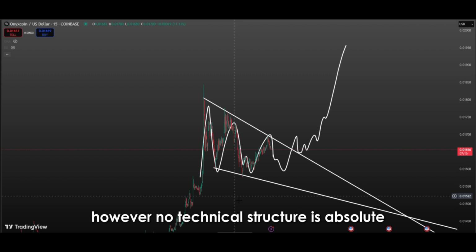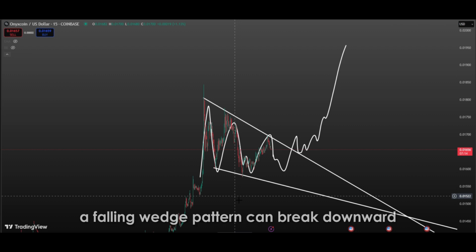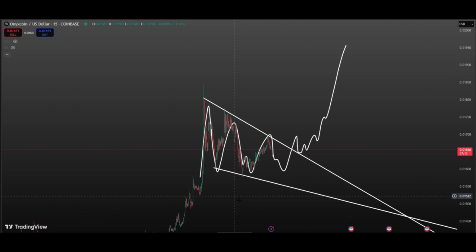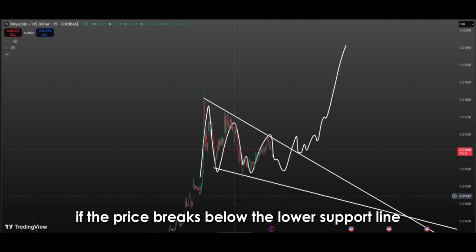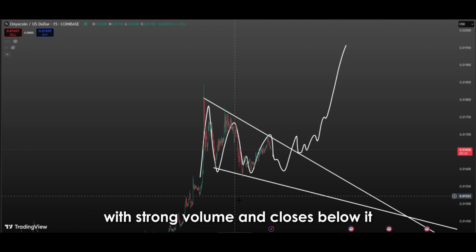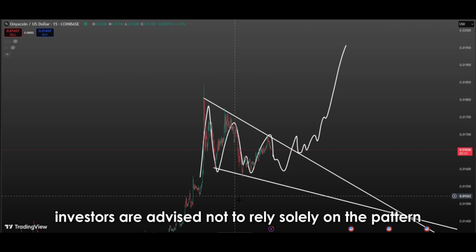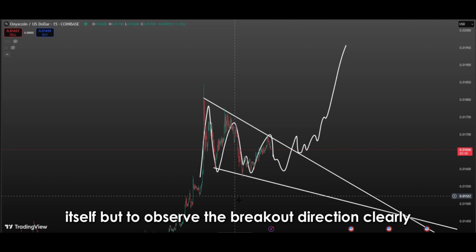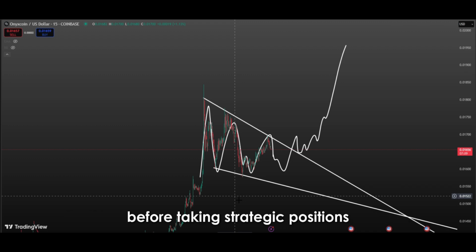However, no technical structure is absolute. In some cases, contrary to expectations, a falling wedge pattern can break downward. This usually happens due to sudden news flow or macroeconomic developments. If the price breaks below the lower support line with strong volume and closes below it, the downtrend may continue. For this reason, investors are advised not to rely solely on the pattern itself, but to observe the breakout direction clearly before taking strategic positions.